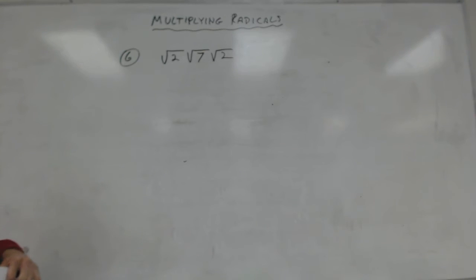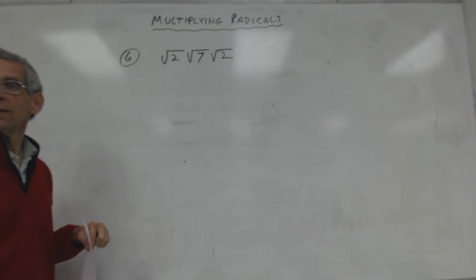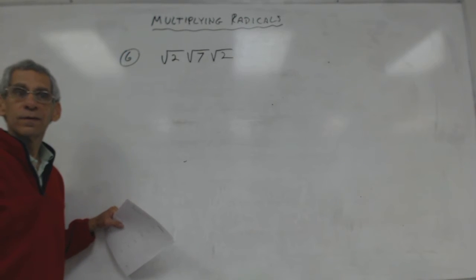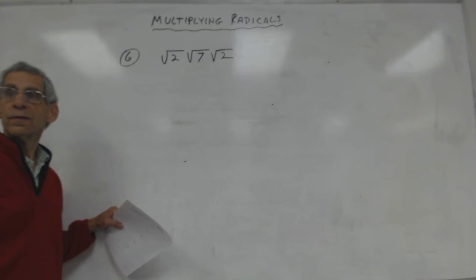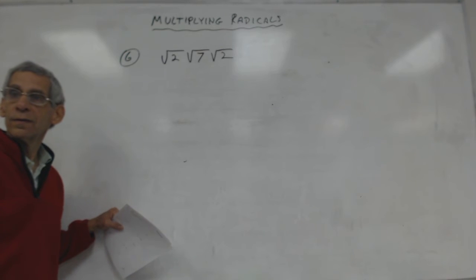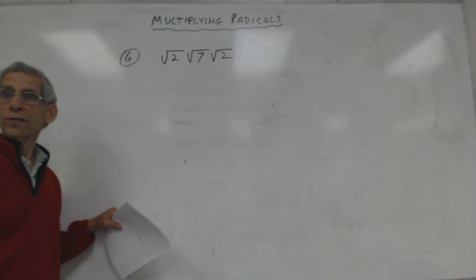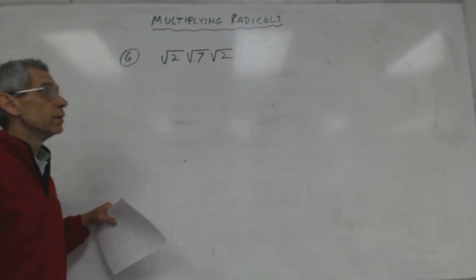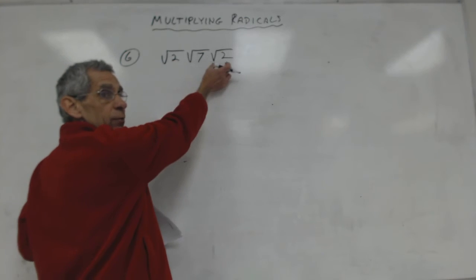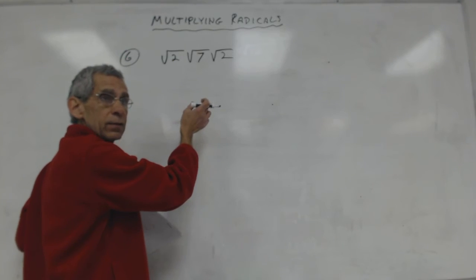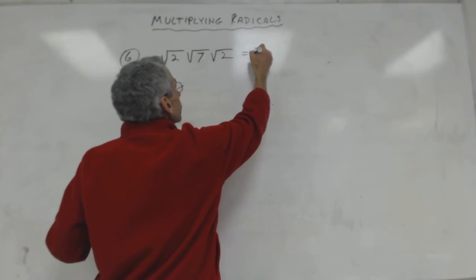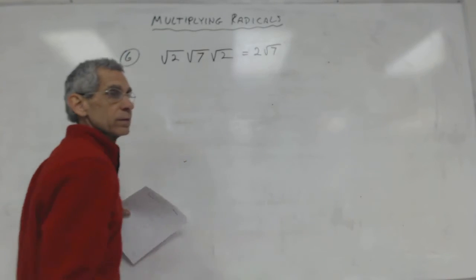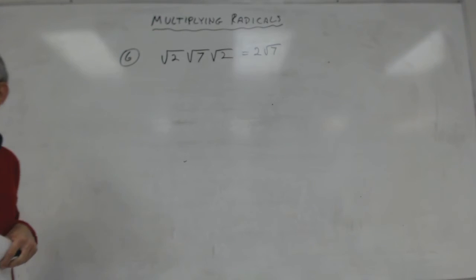So basically, it's the square root of 2 times the square root of 7 times the square root of 2. The square root of 2 times the square root of 2 is 2, right? So it's just 2 square root of 7. Right? Yeah, good job.